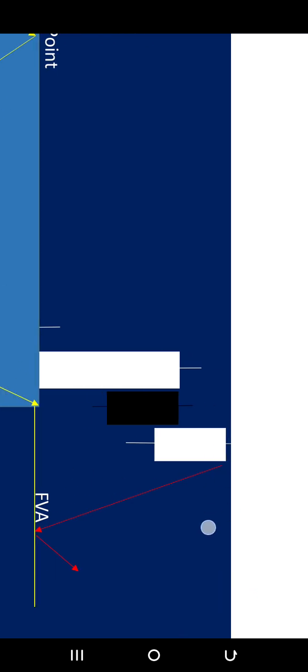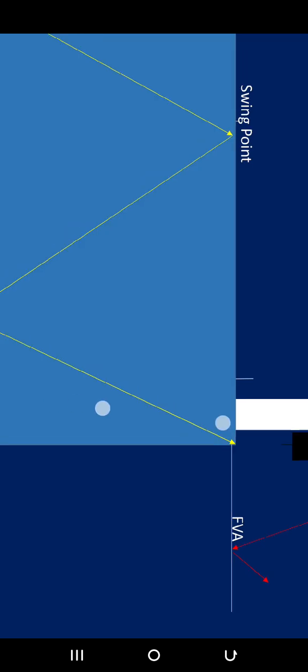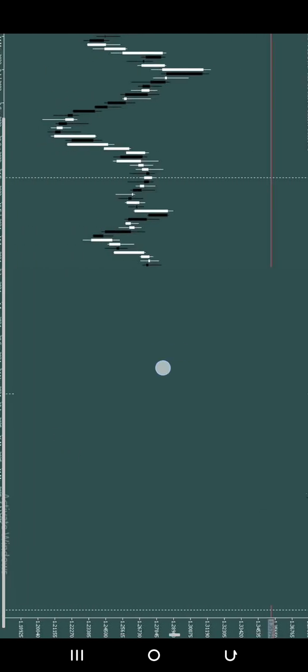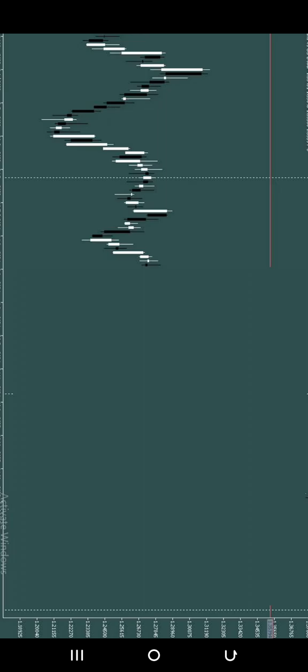When you enter off of this fair value area, then you now target the next swing point. Because when price gets to a swing point, there's tendency that price will reverse or price will continue. So your boundary will be between this fair value area and the next swing point. Now fair value has not been offered, so this area is called fair value area. I hope you understand that. That is the language of price.